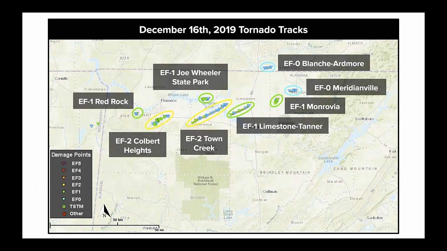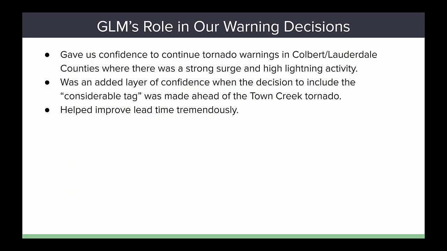So what happened was that our stronger tornadoes did happen in the northwest portion of our county warning area. We did have 2 EF2 tornadoes. Those were both correlated with pretty strong lightning jumps that we're seeing in GLM, and were correlated with the surge in the line there. To wrap up the first case, what was GLM's role in our warning decision?